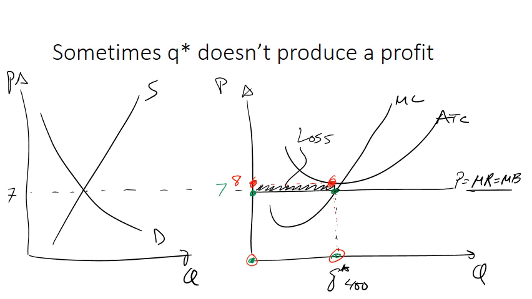And you'd be able to see that mathematically also if you plugged into your equation. Total revenue is price times quantity minus total costs, which we can find by ATC times quantity. And what we see is that this firm would be making $400 in economic losses.